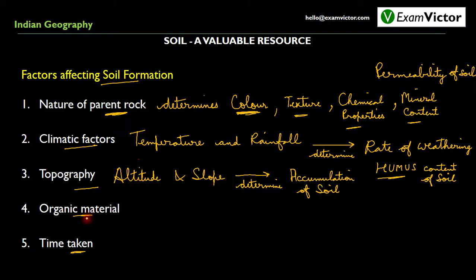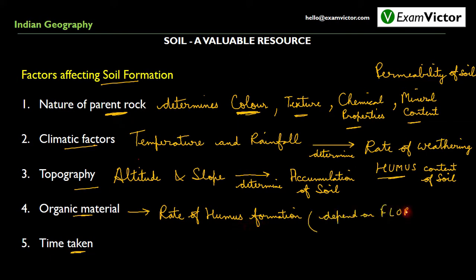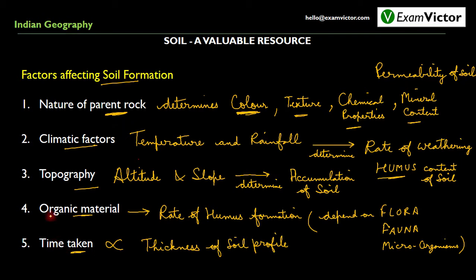Other factor is organic material, which directly affects the rate of humus formation. And the rate of humus content of soil depends directly on the flora, fauna, and microorganisms that the soil possesses. Time taken is another factor which affects the soil formation, and it determines the thickness of soil profile. The more the time taken, the more would be the thickness of the soil profile. Thus, thickness of a soil profile depends on the time taken for the soil formation.